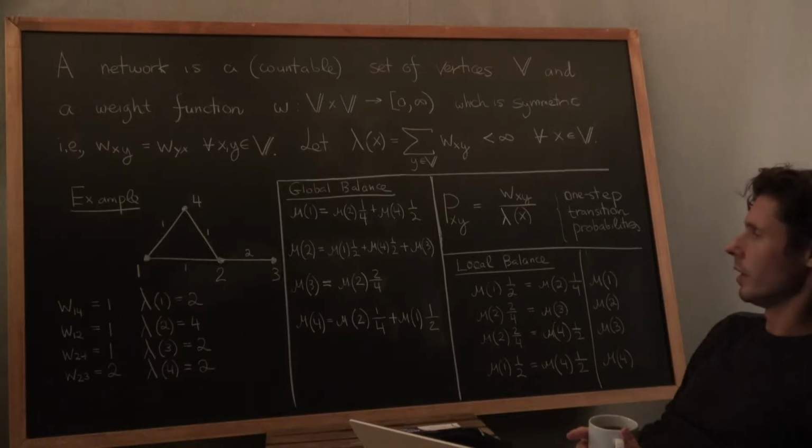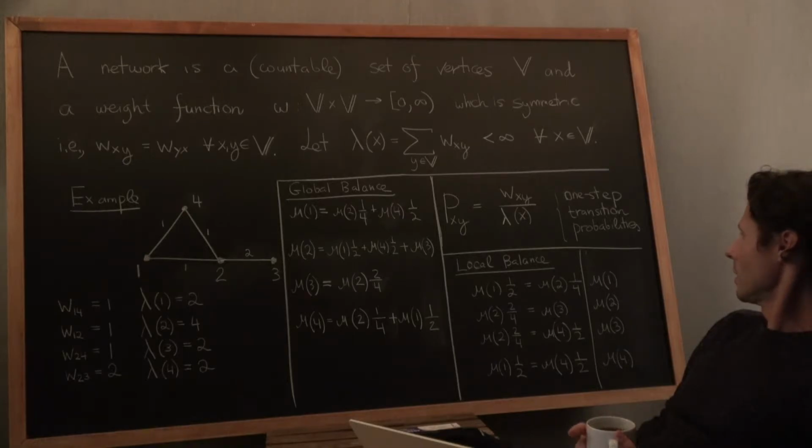Well, vertex 2 is connected to 1 and 4 with weights 1. That makes 2. And then there's another 2 coming from the edge to vertex 3, so that makes 4. Lambda_3 is 2 because its only edge goes to 2 with weight 2, and vertex 4 has a lambda of 2 with 2 edges going to vertices 1 and 2, both of weight 1, so they add to 2. Okay, so I'm glad I picked a small example.